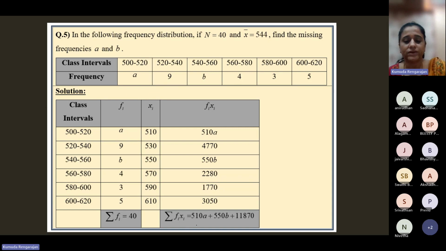So be careful when you add. See, this one is 510A. That will come as it is. This one is 550B. You should write it as it is. Only the numbers you must add. Only these numbers should add.